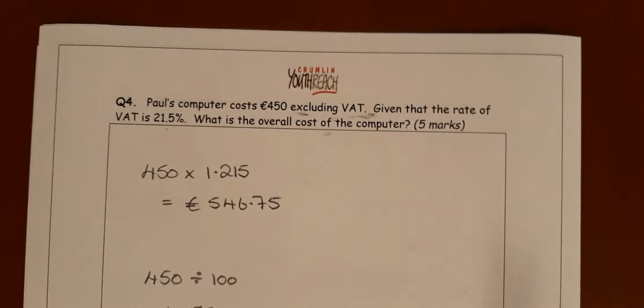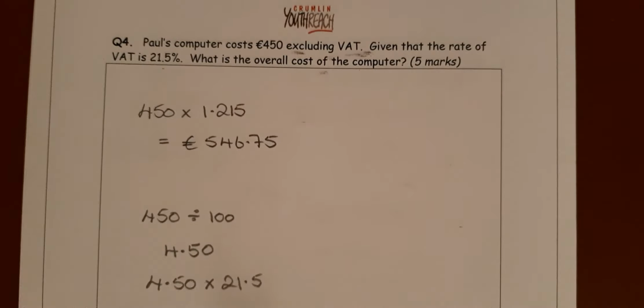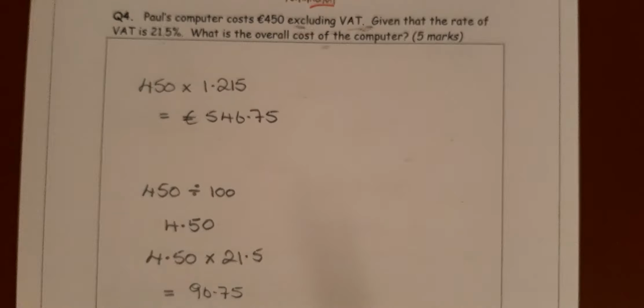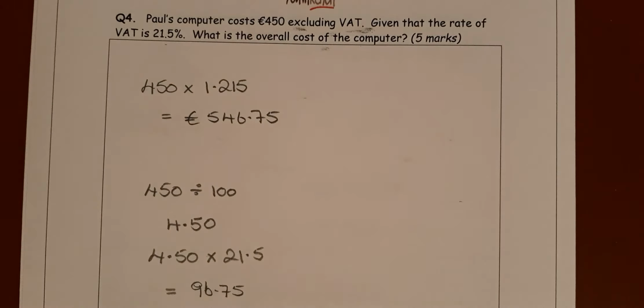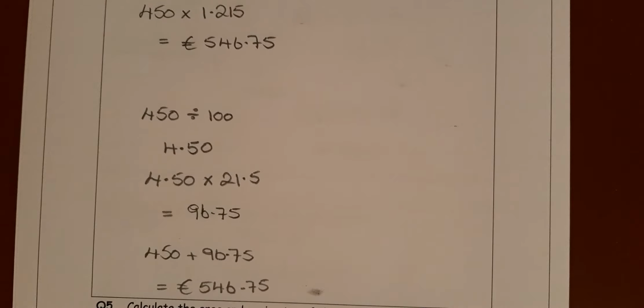The second way of doing this is to divide 450 by 100. So this gives us 1%. Multiply that by 21.5 to find out what 21.5% is. This is 96.75. And then add the 96.75 back to the 450, giving us an answer of €546.75.